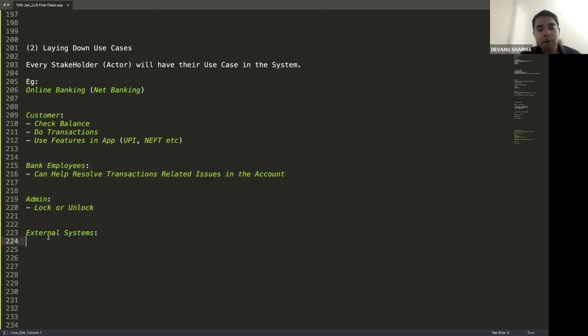Cool. Then we talk about external systems. So what are these external systems? These are like approvals or third-party integrators, third-party systems. This is what we call the external systems. Overall, these are all the stakeholders with their specific responsibilities or use cases in my online banking. Everybody clear with this?